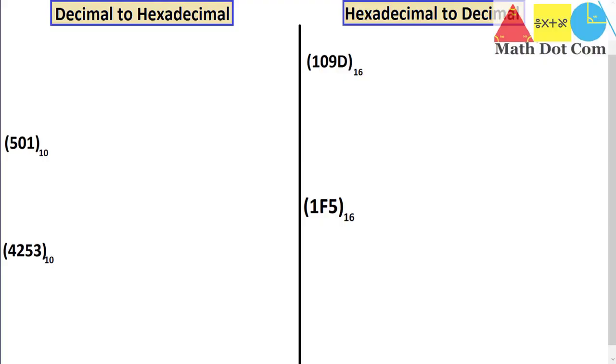Hello everyone. Today we are going to learn how you can convert decimal to hexadecimal and hexadecimal to decimal.